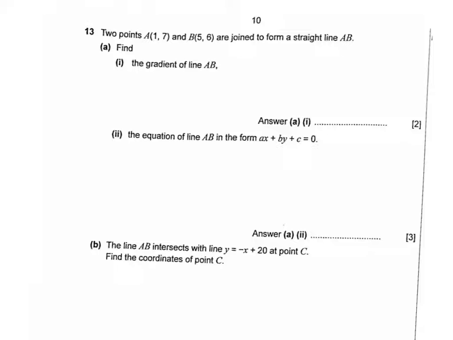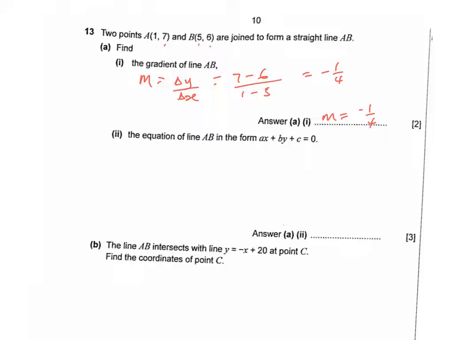Okay, the next question, we have 2 points A and B that are joined in a form of a straight line AB. Find the gradient of the line. Gradient is m, is change in y divided by change in x. Either you say 7 minus 6 over 1 minus 5, or 6 minus 7 over 5 minus 1, as long as if you subtract b minus a, it should be for both coordinates. So I'm going to say this is 7 minus 6 over 1 minus 5, and that gives me negative 1 over 4. So the gradient here is negative 1 over 4.